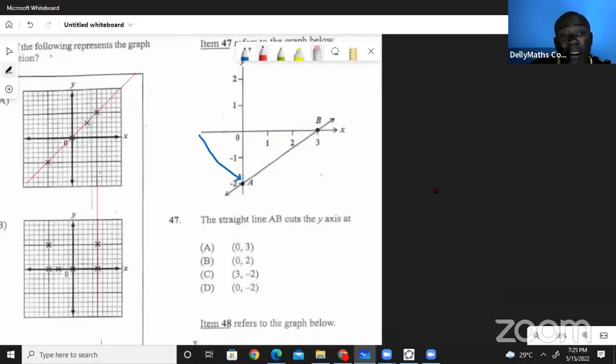What is the coordinate there? The moment you cut the y-axis, your x value is 0. So it is 0, -2. We're looking for 0, -2, so our answer right there is D.